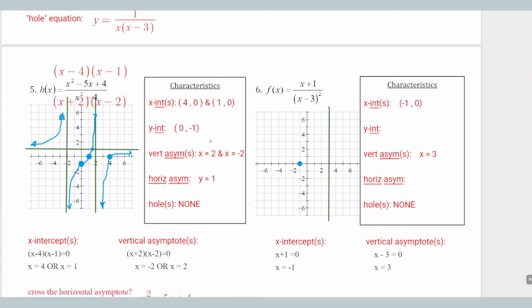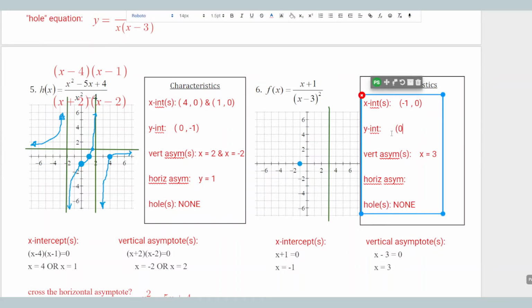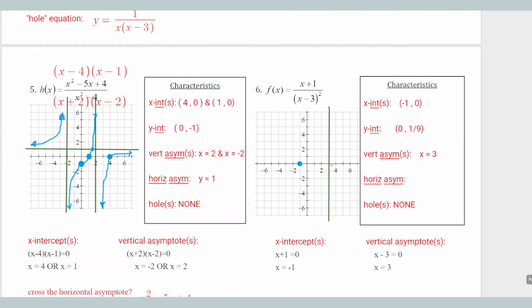My y-intercept is going to be what I get when I plug in 0 here and here. So I'm going to get 1 over, if I plug in 0 here, 3 squared is going to be 9, so 1/9. So just barely off the x-axis there. So 0, comma 1/9. Like I said, it's going to be just barely above the x-axis there.